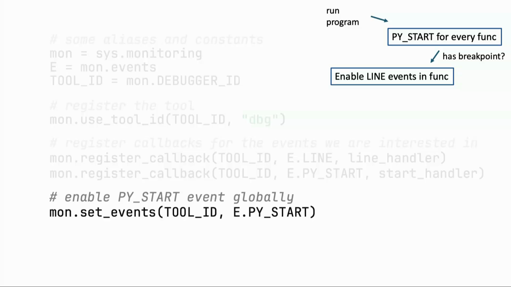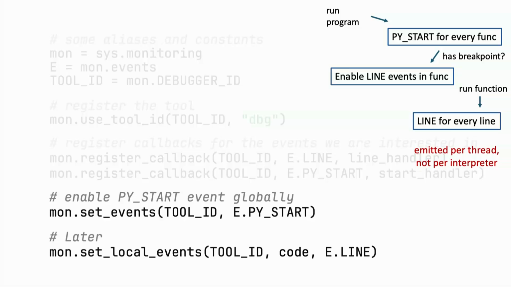So what we then do is set some events, and we can set events either globally, like for all methods, or locally. And here what we need is to be notified whenever a method is entered. And then later, when we know the user set a breakpoint in a function, we can set the line events for this specific function.